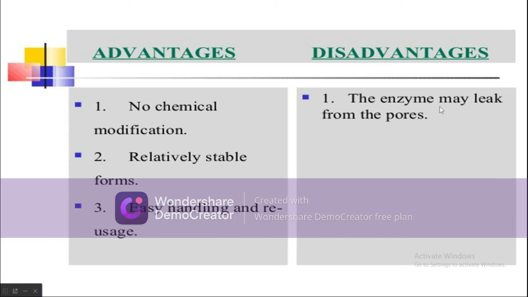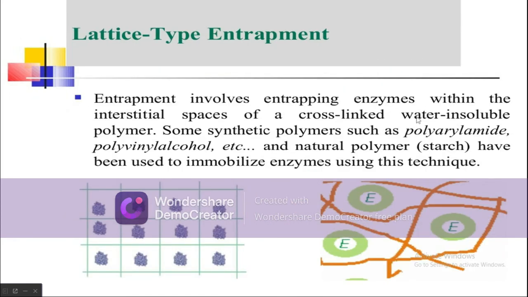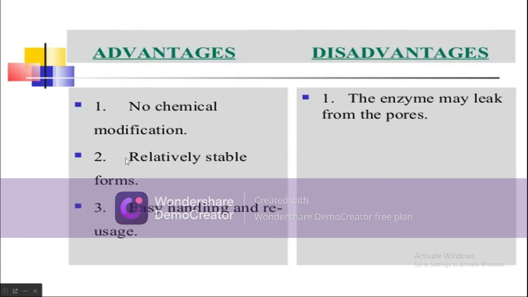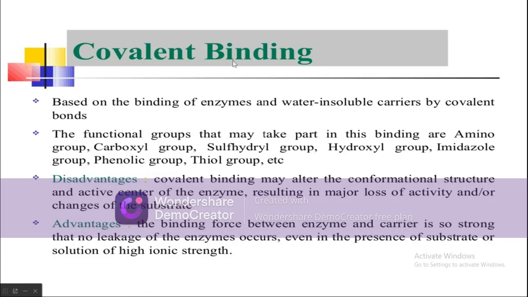The enzymes might leak from the pores. Yes, that is a bit of a problem. The enzymes can leak from it. So that is for this one. Then we have covalent. Covalent is a chemical method.